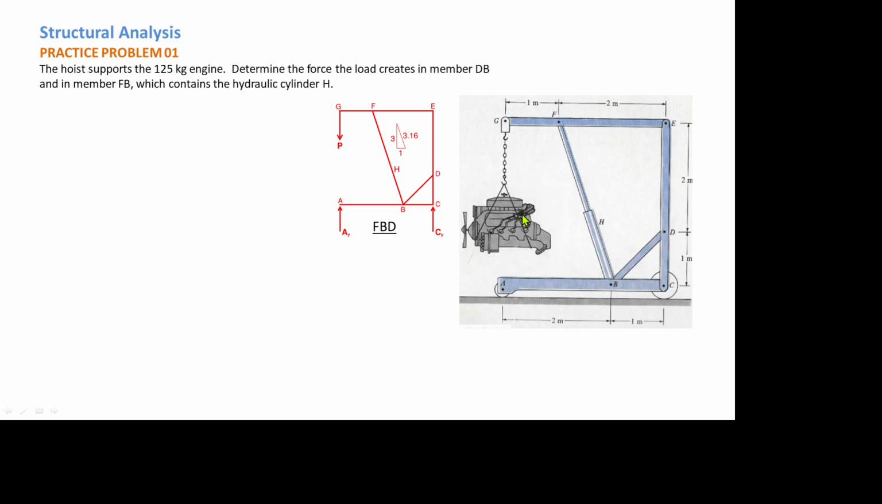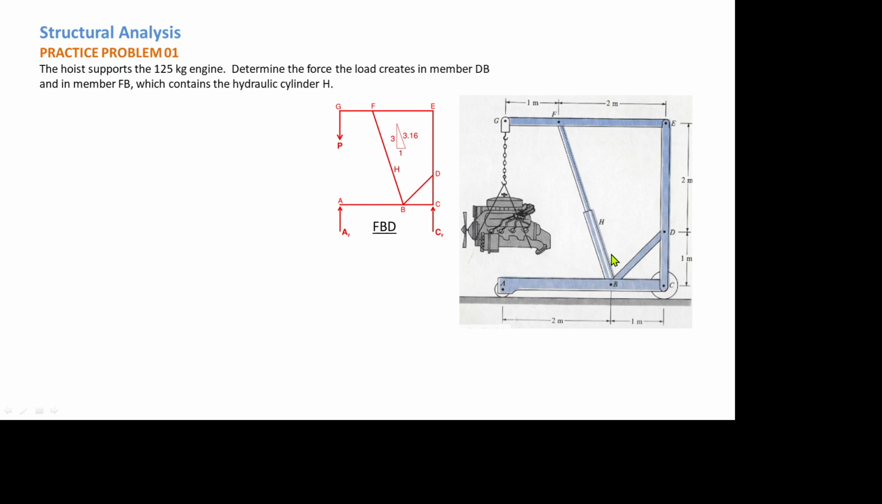We have it here. So we are required to determine the force the load creates in member BD, which is a diagonal member, this one, BD, and the member FB, which is this one, the diagonal members where we have the hydraulic jack in here, which contains the hydraulic cylinder H.